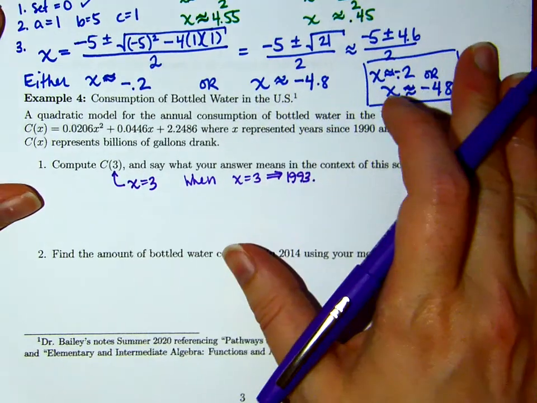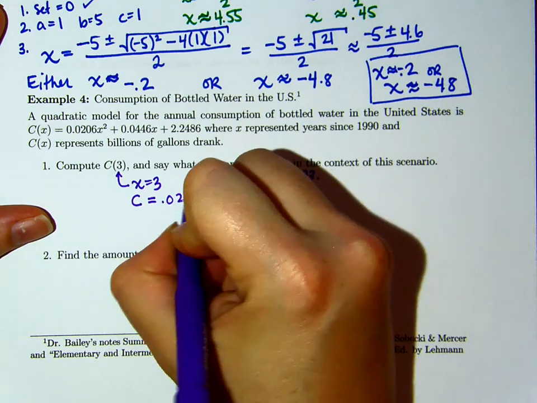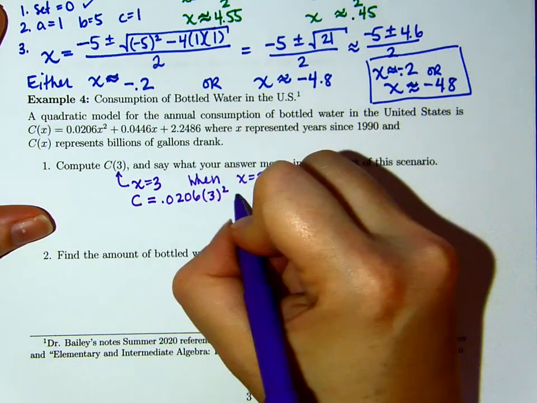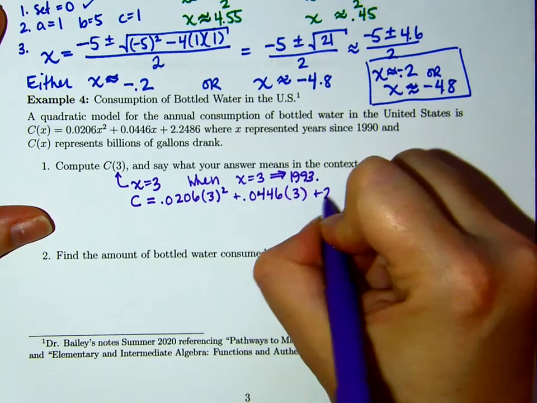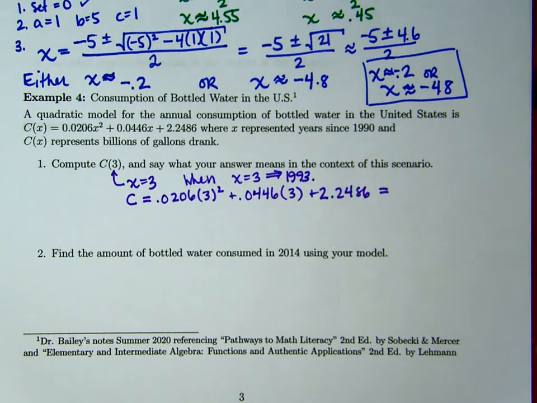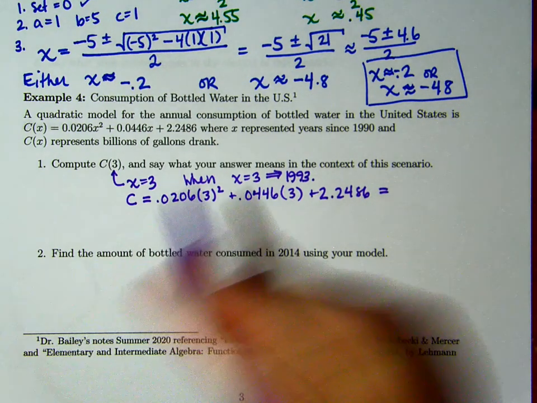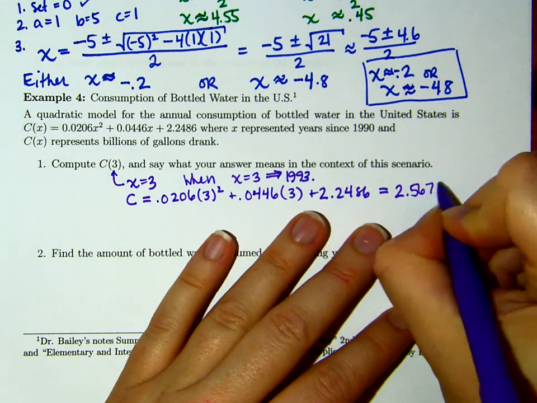And when X equals 3, the consumption is 0.0206 times 3 squared plus 0.0446 times 3 plus 2.2486. Okay. If I ever saw something to do in my calculator, that's it. So that is what I'm doing right now, I am literally typing in that entire number sentence, and I get 2.5678.